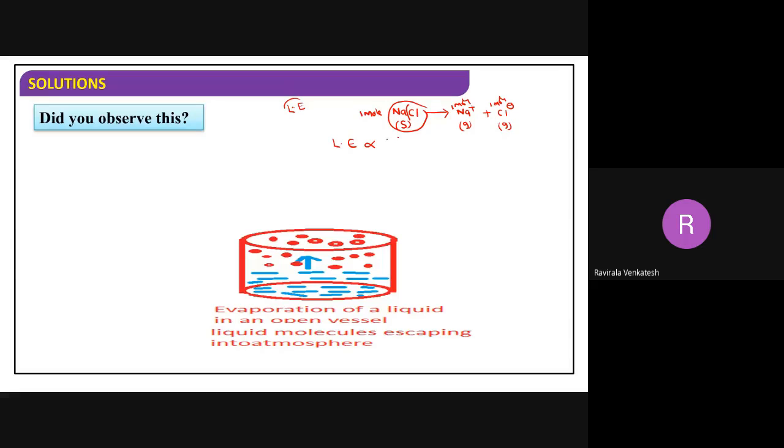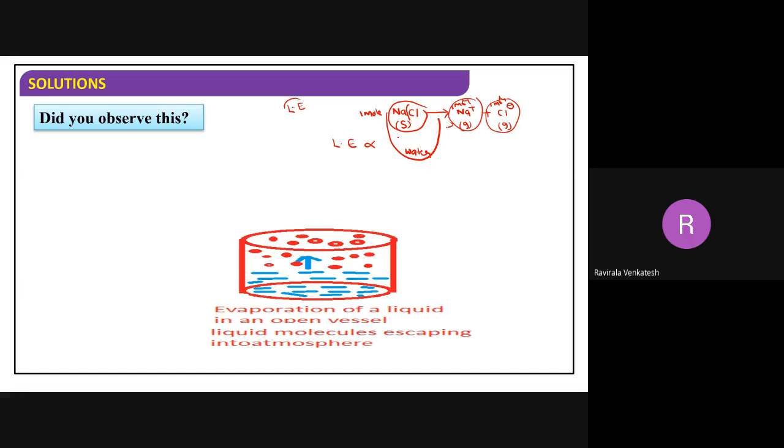Based upon this, can you say that? Anybody can say. Lattice energy is inversely proportional to solubility or directly proportional to solubility? Inversely, definitely. Inversely proportional. Why? Because if you are dissolving NaCl in water, what happens actually? NaCl must convert into its ions here.